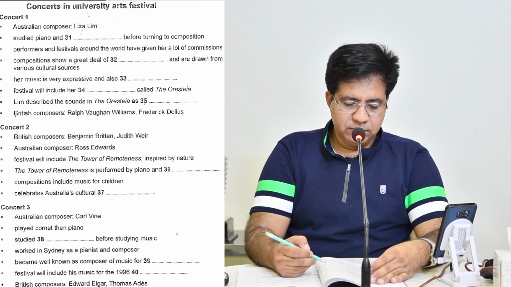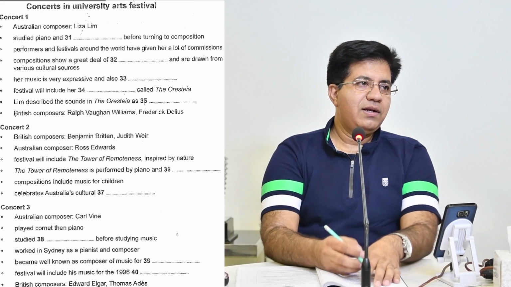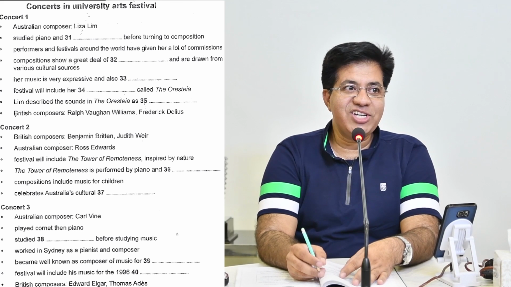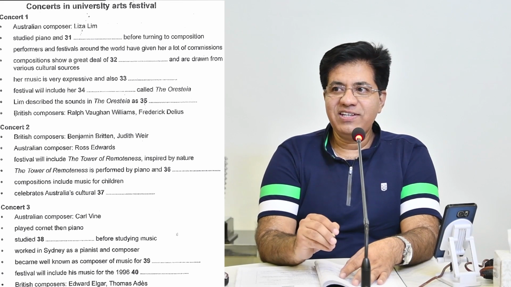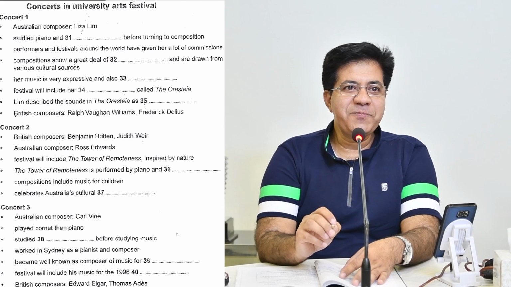The Tower of Remoteness is scored for piano and clarinet. Now write it down. Clarinet, clarinet. How do you spell?